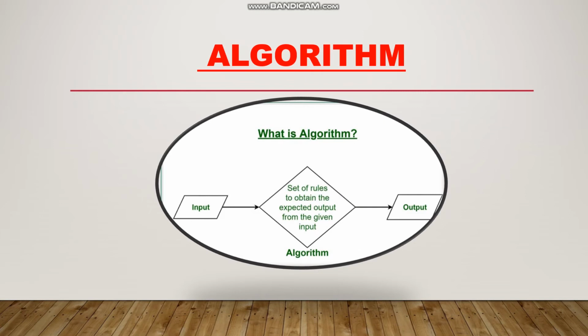Coming on to what is basically an algorithm. We'll be discussing algorithms. A set of rules to obtain the expected output from a given input is an algorithm. It is an idealized recipe to carry out programs.